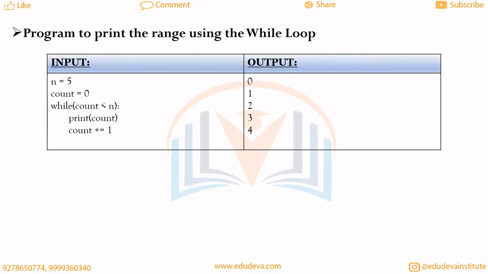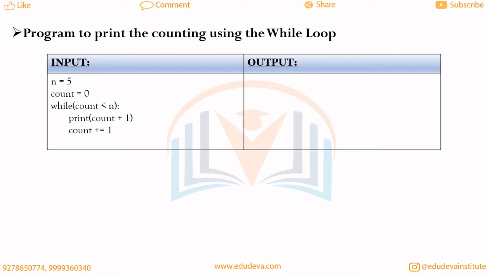Let's revise the code. This time we have tried to print the value of range using a while loop. So what we have done: the value of n is given as 5 and the value of count is given as 0, and we have applied a while loop, which will run for 5 times and it will print the range for each step.